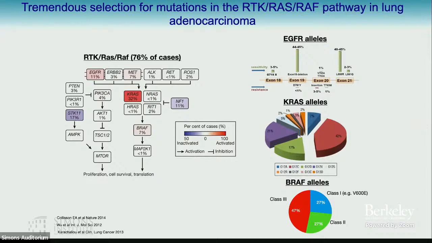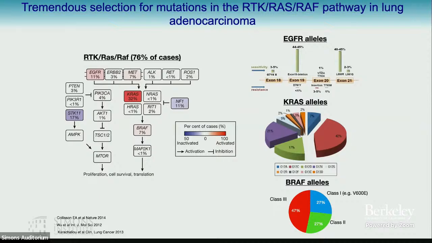Like I mentioned, because of the preponderance of mutations in this pathway, we know that there's tremendous selection for activation. So you can have mutations in receptor tyrosine kinases, you can have mutations in KRAS, you can have mutations in the negative regulator of this pathway, NF1, activation in BRAF, and they all stem in this linear pathway, right? So this is really strong selection. And not only is there selection for generic mutations in this pathway, the different alleles are actually selected for as well. For example, with EGFR, the predominant mutations are in exon 19 and exon 21.